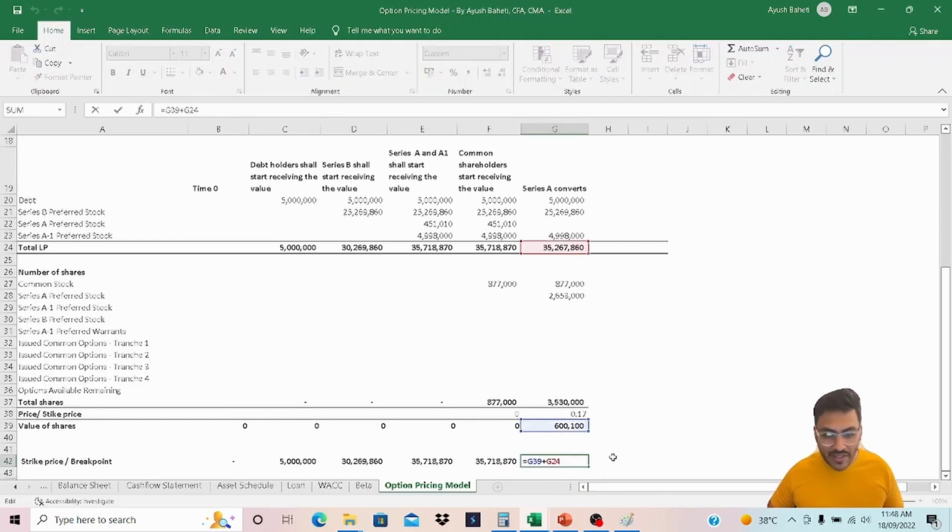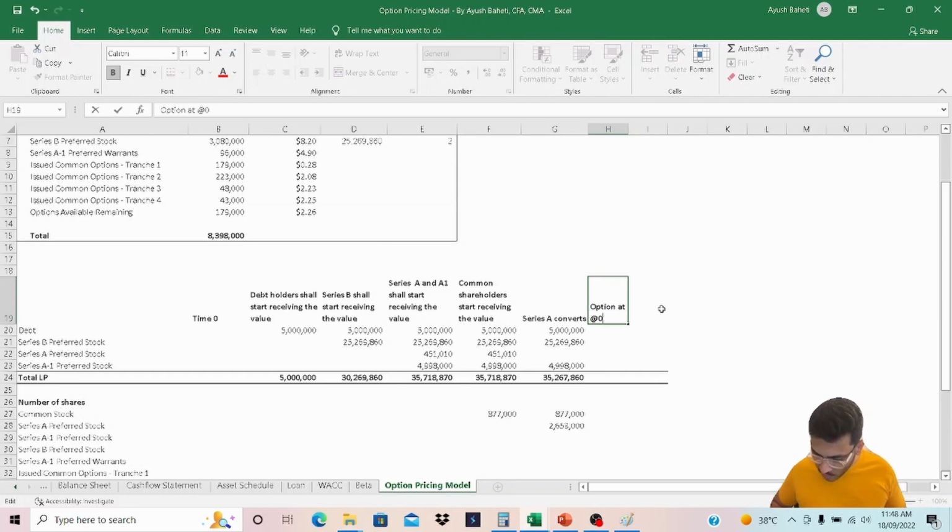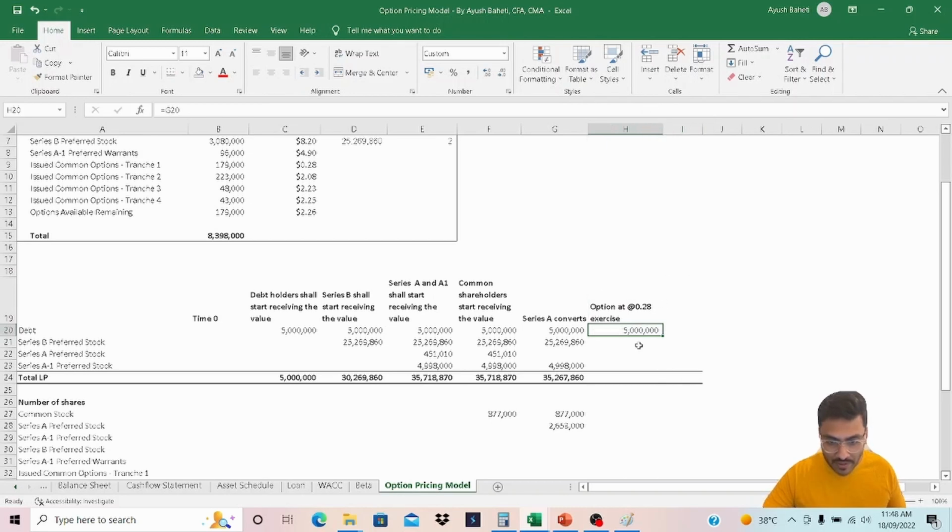So this is the strike price at this level. In terms of price trajectory, we have reached this level. The second stage is when option tranche 1 will exercise the option at 0.28. So in terms of liquidation preference, same logic, I'll link to this.